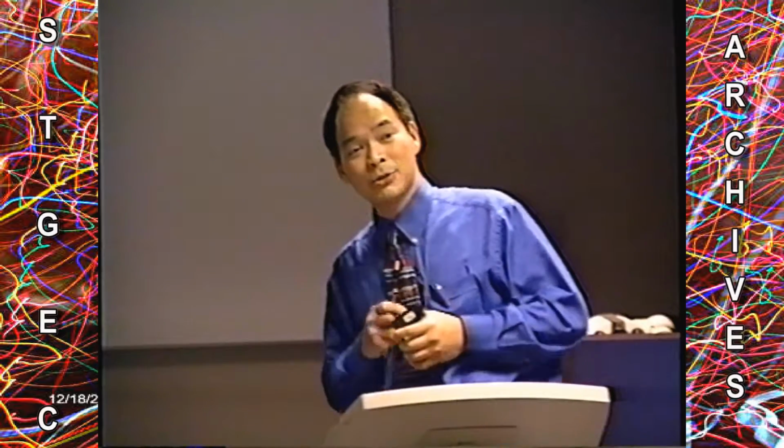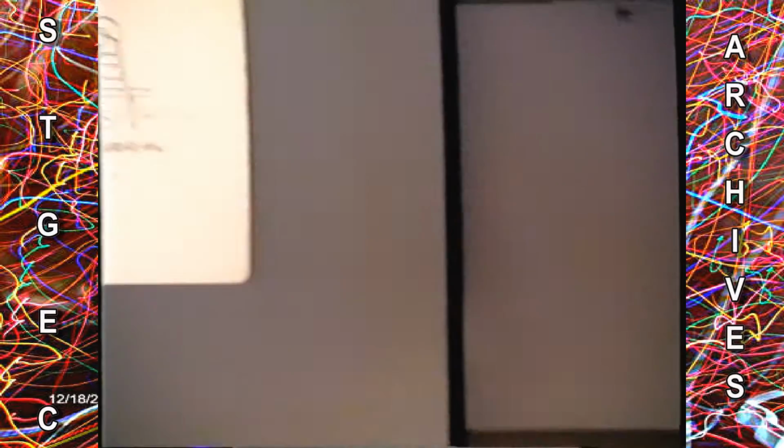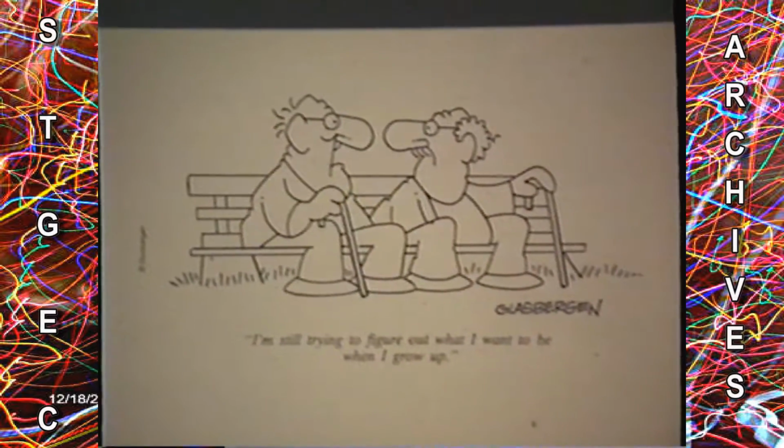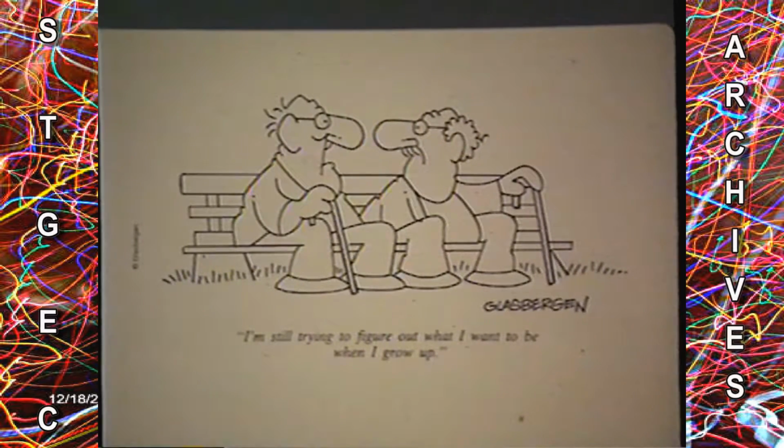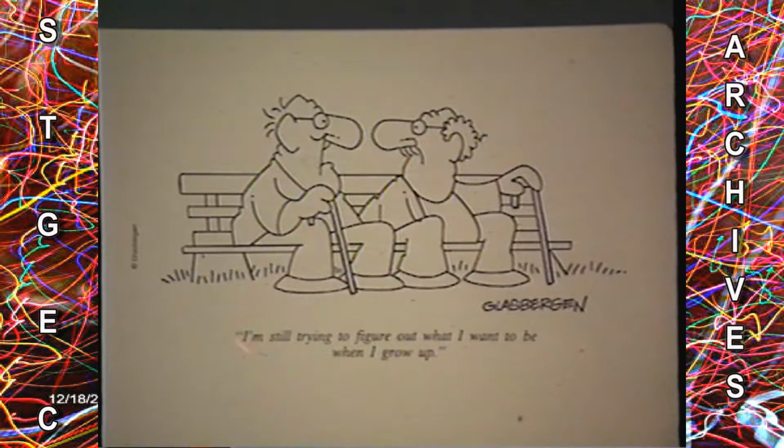So why do we try to correct all these variables? As this cartoon shows, our patients' longevity is getting longer and longer. So as this slide shows, I'm still trying to figure out what I want to be when I grow up. So hopefully we'll be able to provide our patients with a long outlook in life.